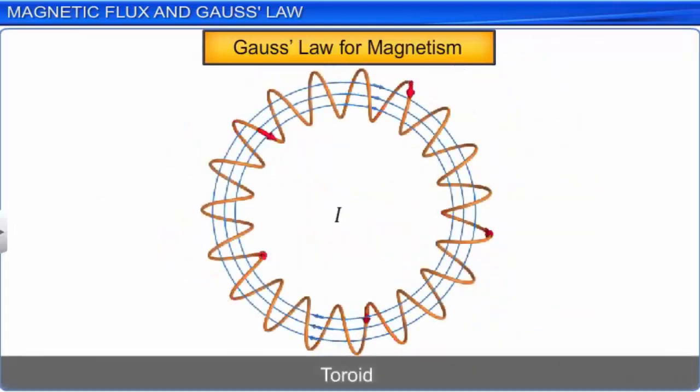In our other example, that is of a toroid, the current-carrying toroid produces a magnetic field at its core in circular loops. Now, consider a closed surface around a point of the toroid. As the magnetic field lines due to the current-carrying toroid are continuous closed loops, the number of magnetic field lines going out of the closed surface is equal to the number of magnetic field lines coming into the closed surface. Thus, the net magnetic flux enclosed by the closed surface is equal to 0.